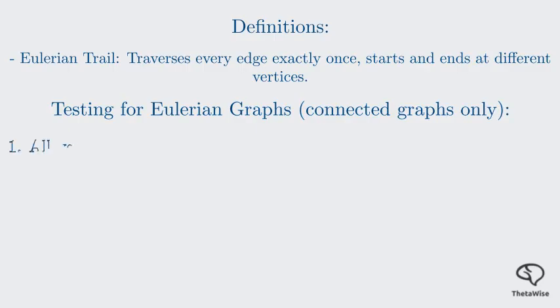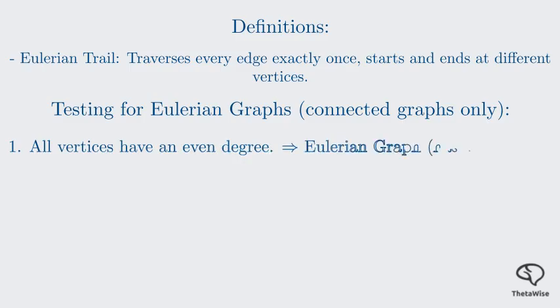First, if a connected graph has no vertices with an odd degree, meaning all vertices have even degrees, then it is an Eulerian graph. This means an Eulerian circuit exists, and you can start at any vertex, traverse every edge, and finish back where you started.